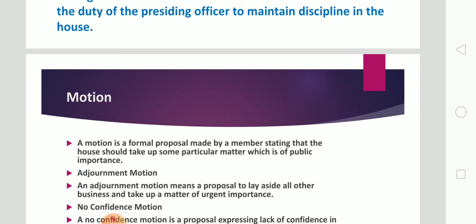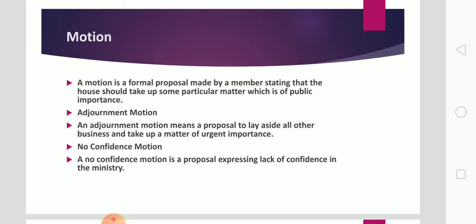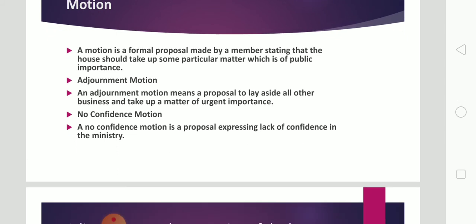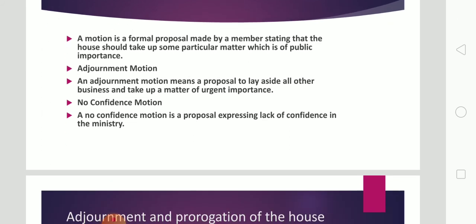The next parliamentary procedure is called motion. A motion is a formal proposal made by a member stating that the house should take up some particular matter which is of public importance. In all the sessions, the monsoon session, budget session and winter session, there is a pre-planned agenda. For all the day's business, some agenda will be there. This agenda will be decided by the presiding officer. So as per the agenda, the meeting will be conducted.